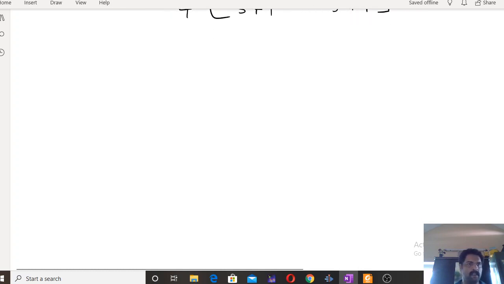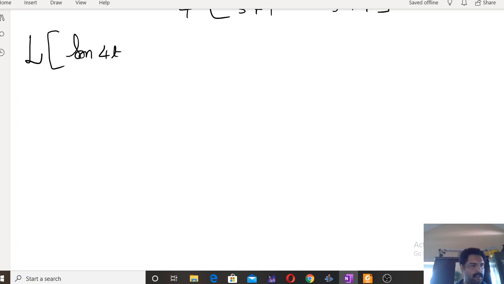So that is how we find the Laplace transform of such functions. Then let's consider another example. If you are looking for the Laplace transform of say sin 4t into cos 3t.